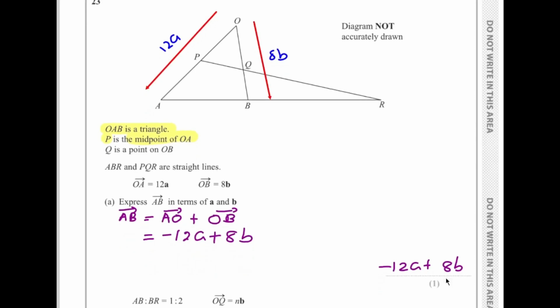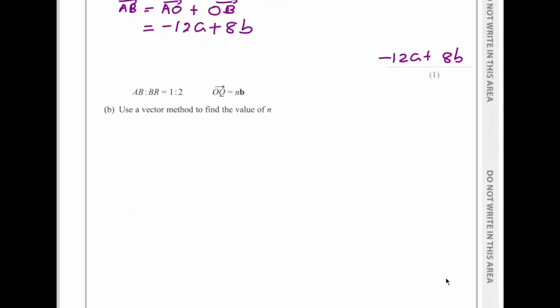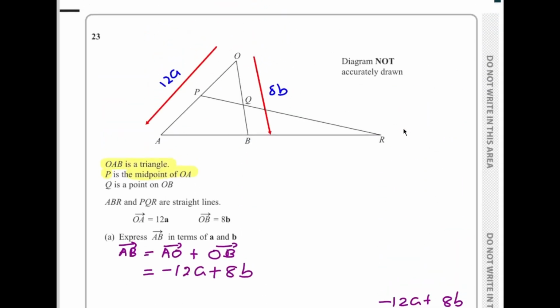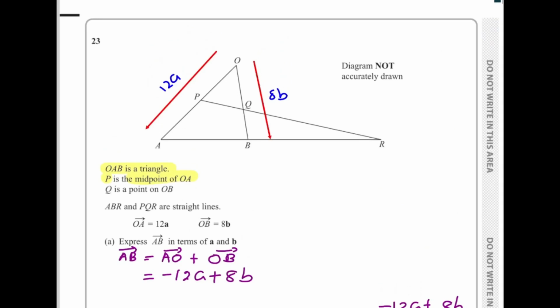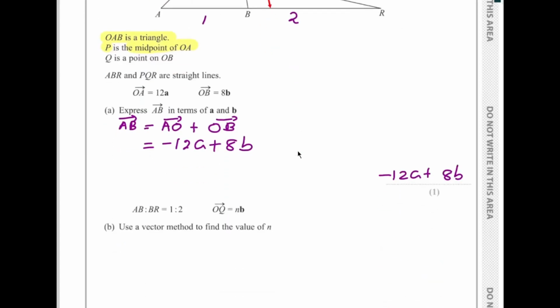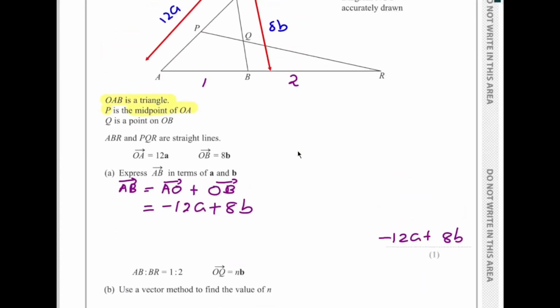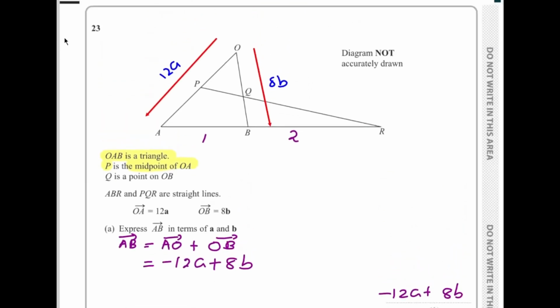After that, we've been given a vector ratio. This is so important and everyone doesn't like this one. AB is to BR, 1 is to 2. Let's label this first. AB is to BR, 1 is to 2. And OQ equals nb.